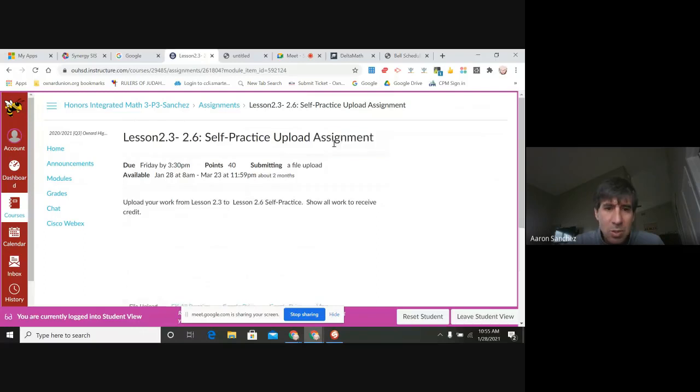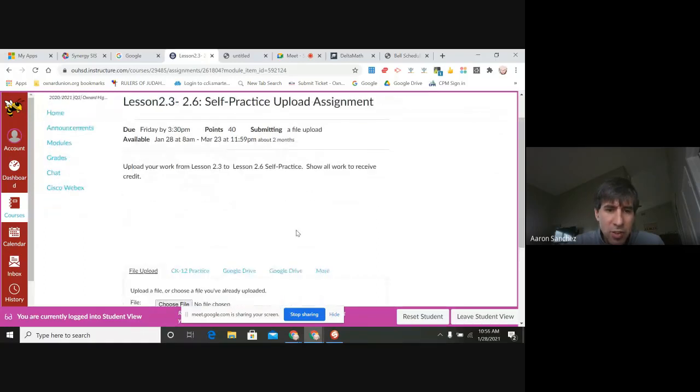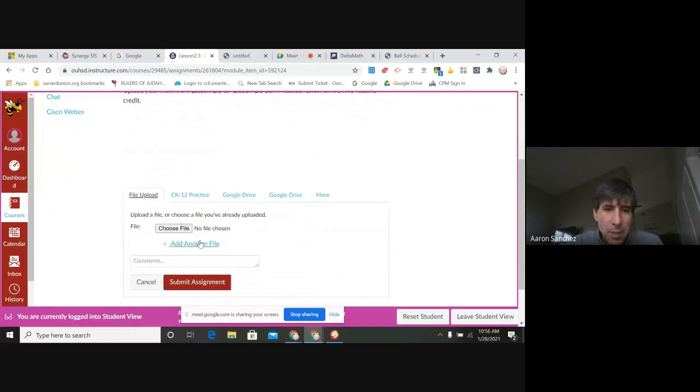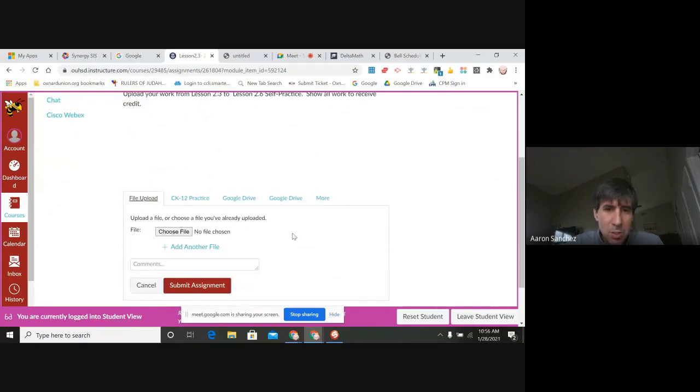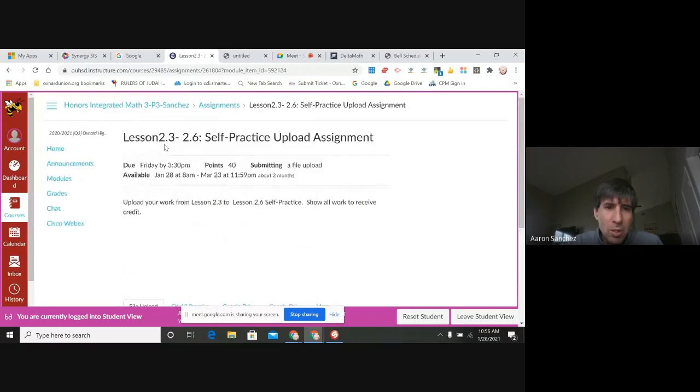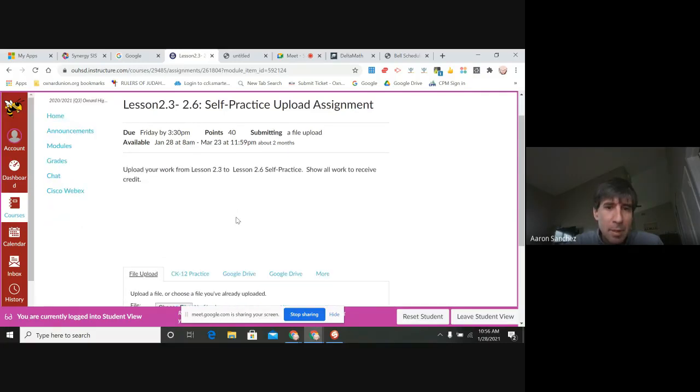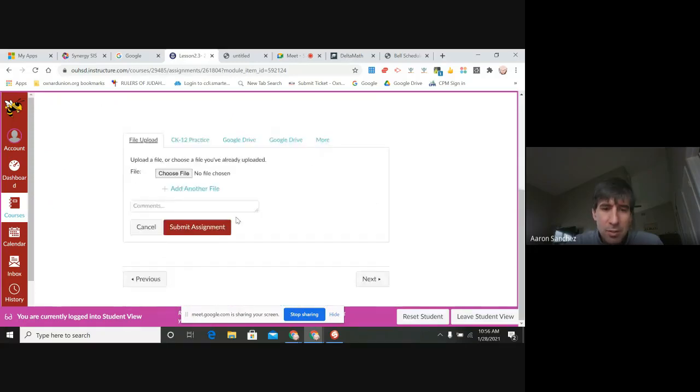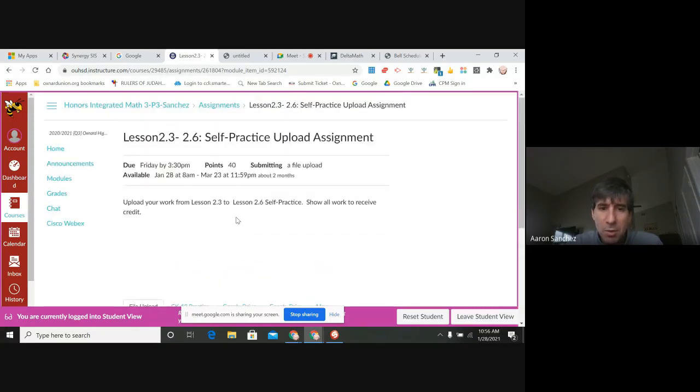Then you do this on your phone and you take pictures, file upload, and then take a picture. This will allow you to take a picture. We're going to do assignments 2.3, 2.4, 2.5, 2.6. So Monday, Tuesday, Wednesday, Thursday, upload your work from lessons 2.3, 2.4, 2.5, 2.6. There's 4 assignments, 10 points each. It's worth 40 points. Make sure you take pictures of it. That's due tomorrow. Make sure you know how to submit that. Are there any questions on how to submit that?